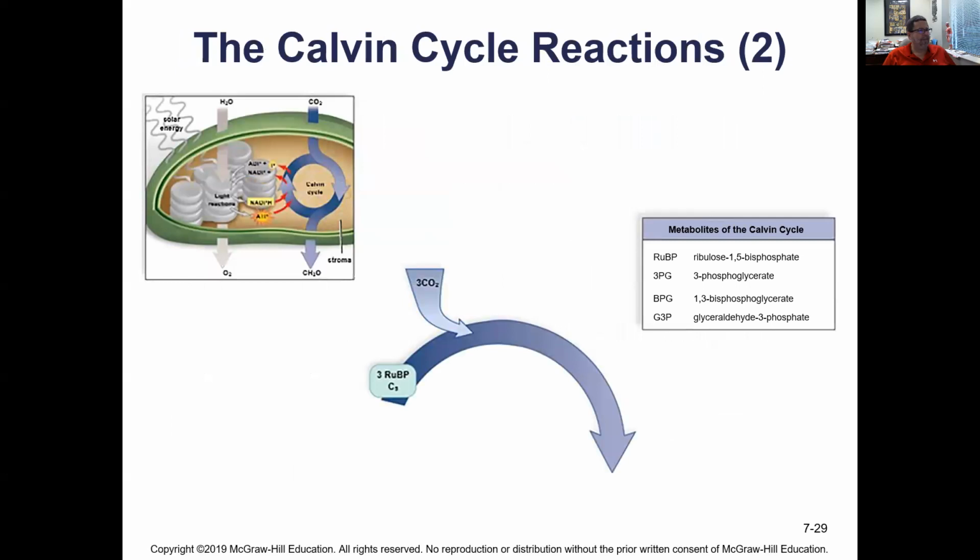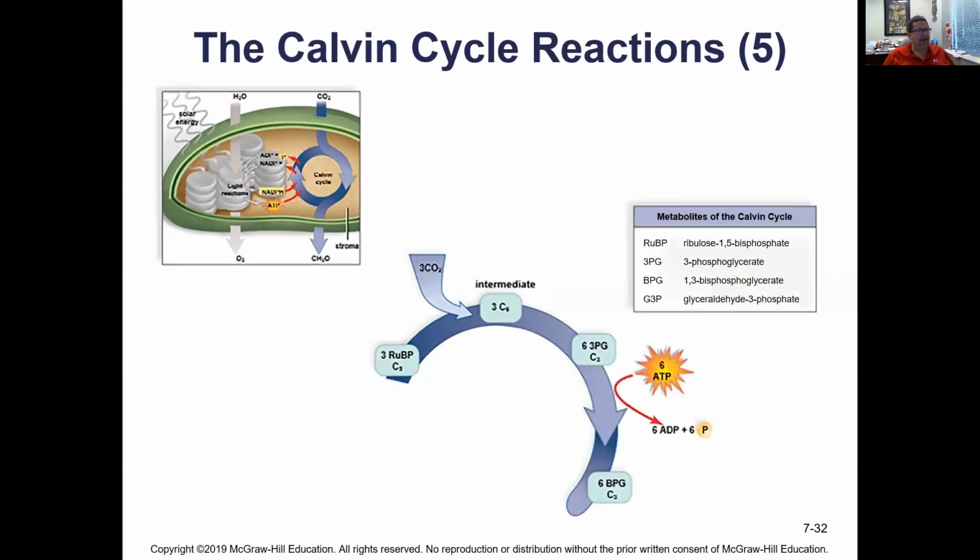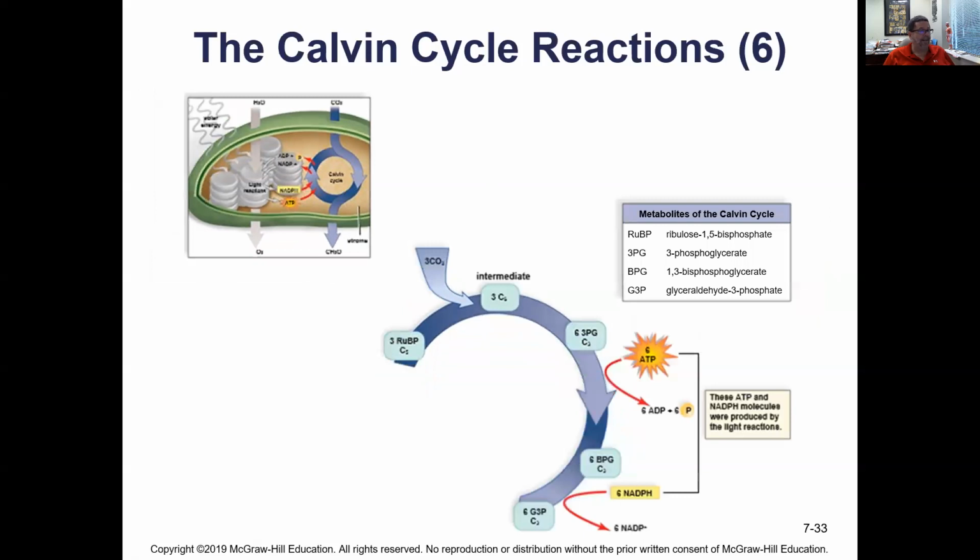First step is 3 carbon dioxides come in, and that's 3 carbons, and 3 ribulose bisphosphates, that's a 5-carbon sugar. So that's 3 times 5 is 15, plus 3 makes 18 carbons. And you get some intermediates, but you end up with 6 3-phosphoglycerates, which is 3 times 6 is 18. We're going to use 6 of those 18 ATPs, and you end up with 6 bisphosphoglycerates, okay? And then we use 6 NADPHs, okay? And you end up with 6 glyceraldehyde 3-phosphates.